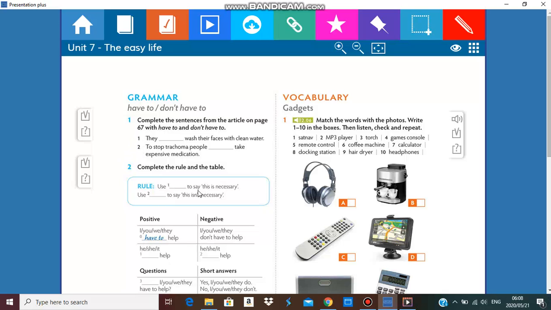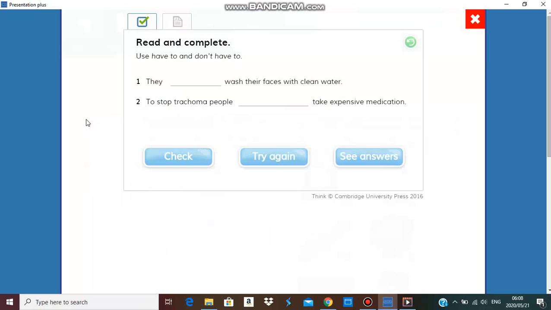Well, the rule says necessary. What is necessary? Necessary means it has to be done. Something that has to be done. And not necessary or isn't necessary, you don't have to do it and it doesn't need to be done. Okay, so let's get into our first exercise.